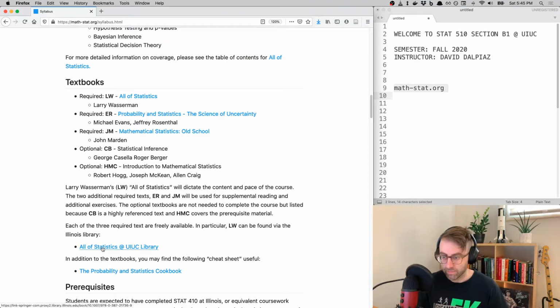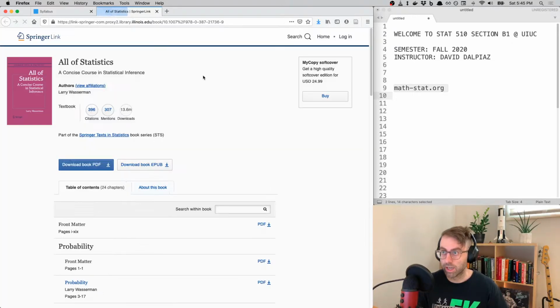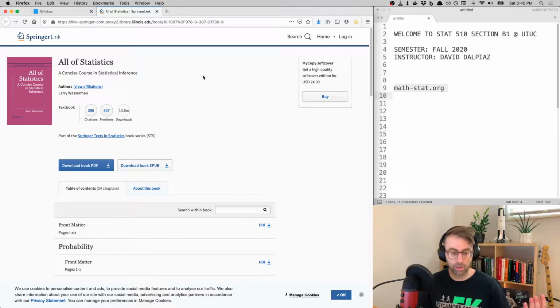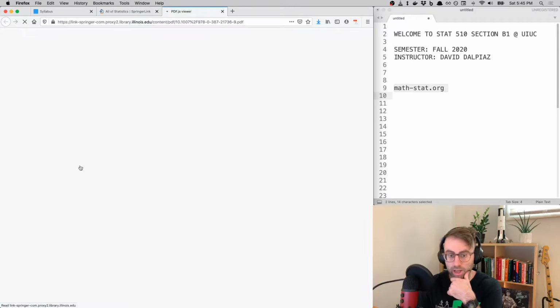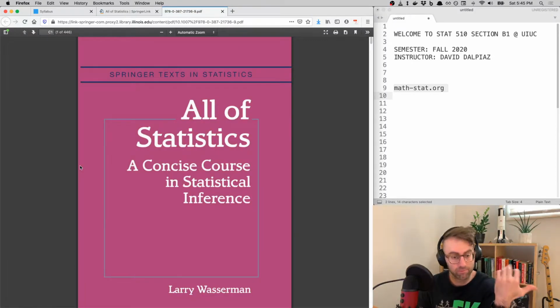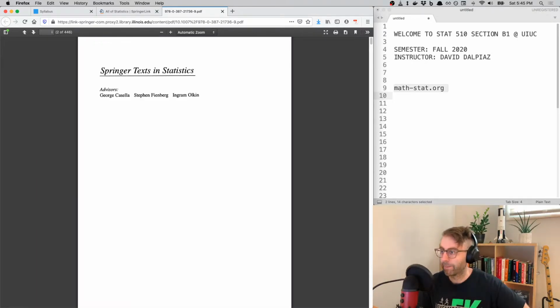However, if we click this link here, it'll take us to the University of Illinois library. I apparently have already logged in. And then you just download a PDF, and now you have the book. Wonderful. I think you just need to log into the library through the usual Illinois single sign-on. If that doesn't work, I think you need to be on the VPN. If anyone runs into trouble acquiring the book, let me know immediately. You're going to want access to this book.